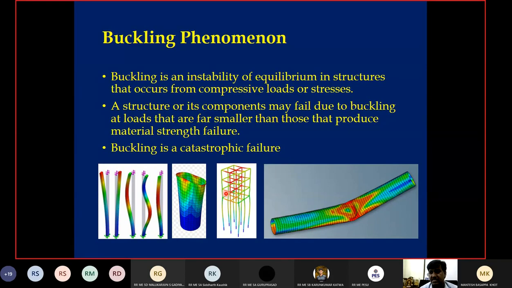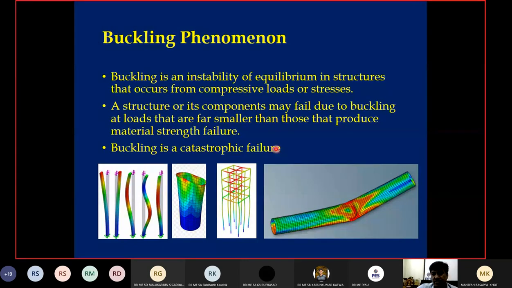Now, what it means is that whenever you have a structure, a system, you would think it has the capacity to take much of the stresses, but because of its nature to buckle, it will not take that much load. If in case this was designed for 100 kgs, because of buckling failure, it may not even take 10 kgs. So buckling is a catastrophic failure.